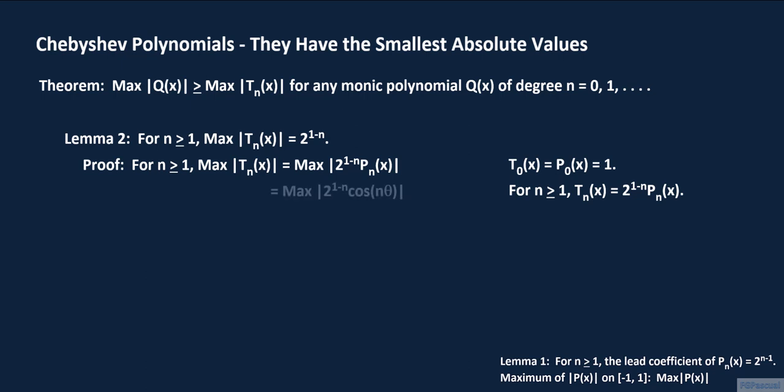Now, this is equal to max |2 raised to the 1 minus n power cosine n theta|, since p_n(x) equals cosine n theta. Now, we can take out 2 raised to the 1 minus n power, so that this last quantity equals 2 raised to the 1 minus n power times max |cosine n theta|. And max |cosine n theta| equals 1. Therefore, max |T_n(x)| equals 2 raised to the 1 minus n power.